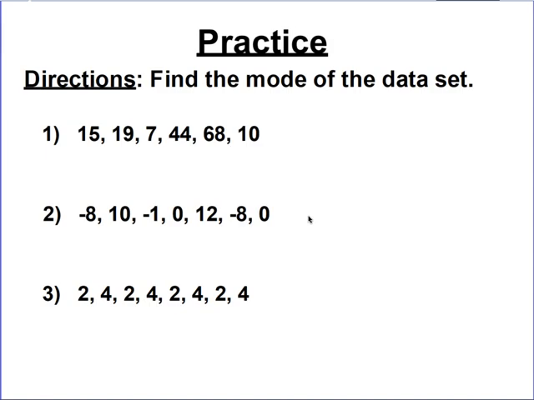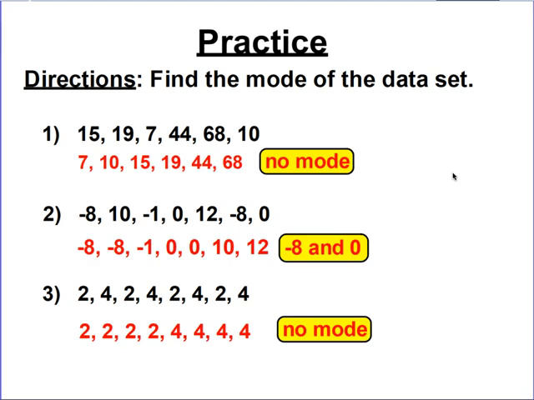All right, so put your numbers in order from least to greatest here, and then try to find the mode or modes, or maybe no mode, and then when you're done, you can hit play and check your work. All right, there are your answers. In question 3, both numbers appear 4 times. That's why there's no mode. In question 1, there's no repeats, so there's no mode. And in question 2, the negative 8 and the 0 both appear twice. They're both modes because there are other numbers in that data set that only appear once.